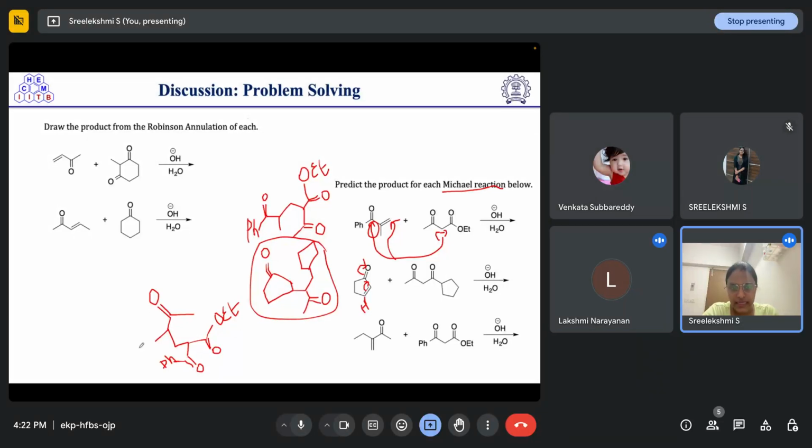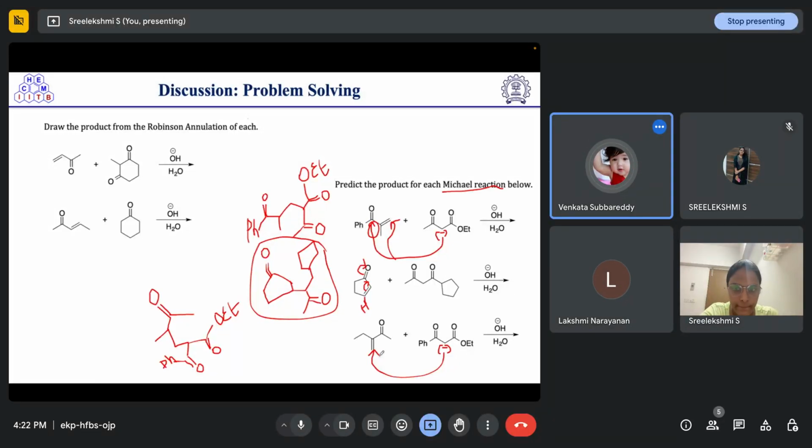I hope this is clear for you. So here, first anion will be generated, and that will attack here at the center. Okay. Here one methyl coming by methyl here.